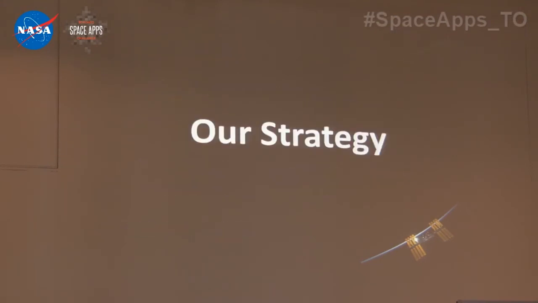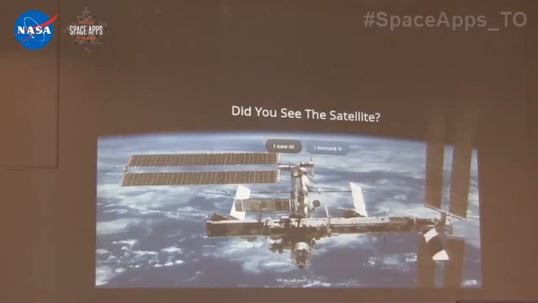All right, so how would we go about approaching this? Well, first we need to figure out, did the user see the satellite or didn't they? So we present them with a pretty easy option for them to give this information to us. They click on either the I saw it button, which indicates that they saw the station, or the I missed it button, which indicates they missed it.